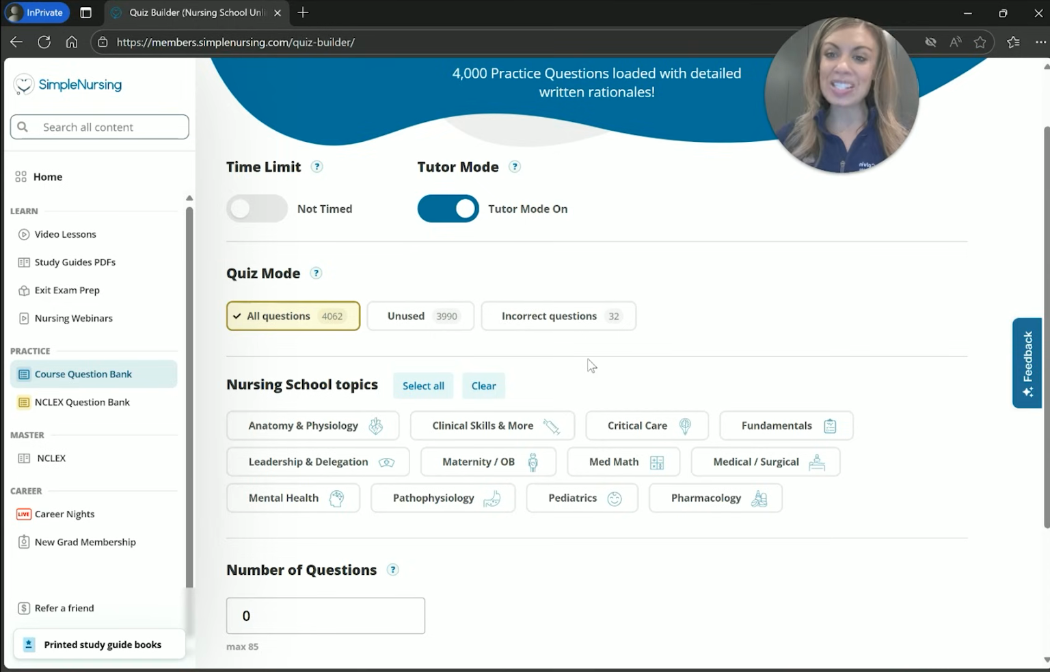Also, you can see that here we have over 4,000 questions in the question bank, which allows you to create unlimited questions over such a variety of different topic areas specialized to your needs. Also, there's even an option to re-quiz over questions you've gotten incorrect in the past. I love that especially.